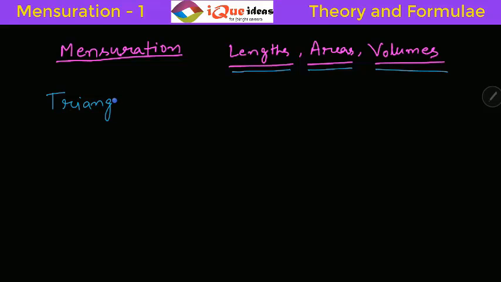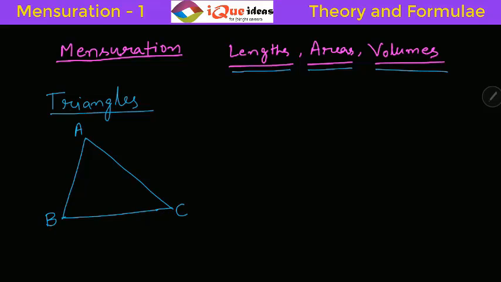So what we will do is we will take up first all the general formulae related to triangles. All right, let's see. What is a triangle? A triangle is a three-sided polygon. So we have drawn a triangle here. Let's give it a name. It has three vertices, A, B, and C. Usually we take the vertices as capital letters.